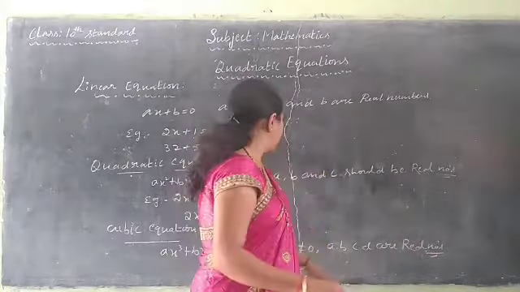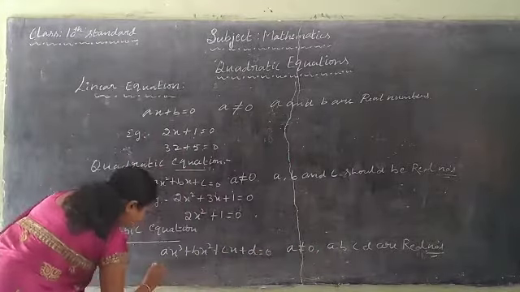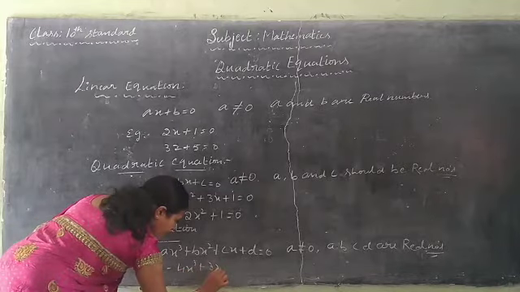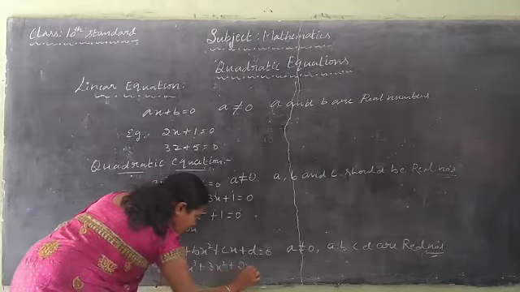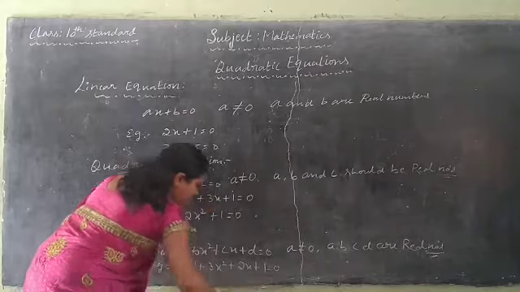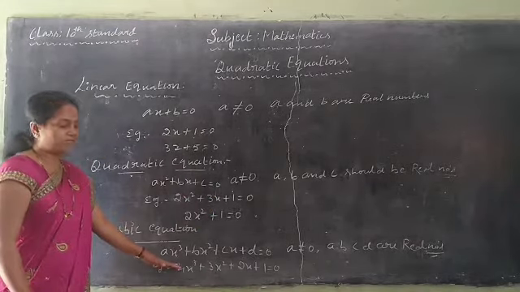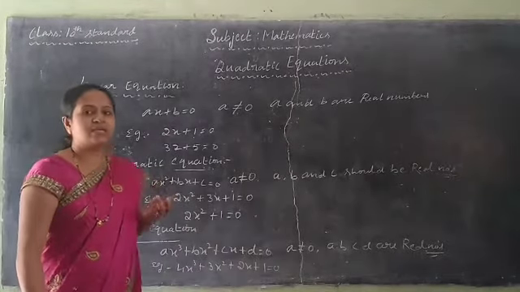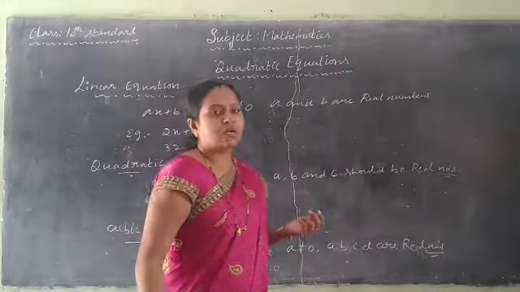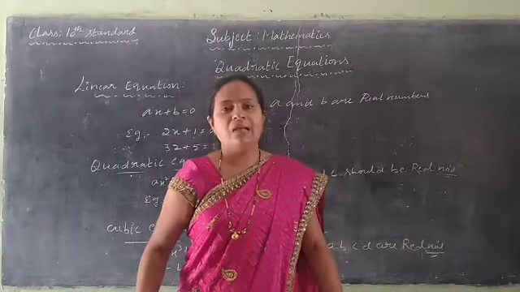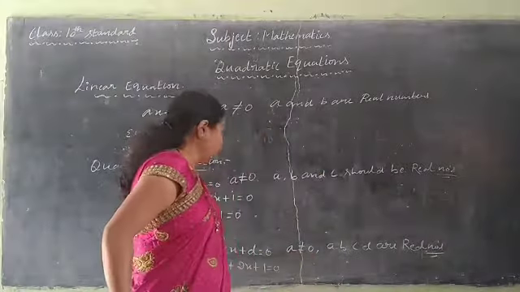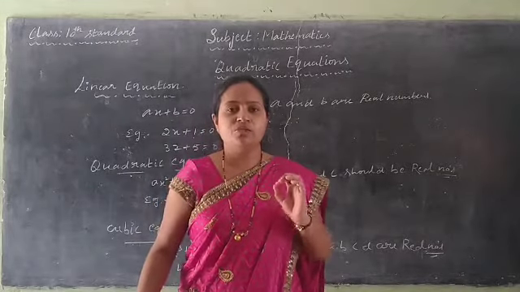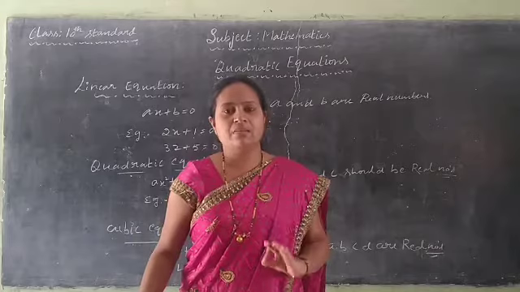Understood? For this we can write an example like 4x cube plus 3x square plus 2x plus 1 is equal to 0. See the highest degree, children, is 3. So the equations in which the highest degree is 3 are called cubic equations. And here there is no necessity that degree 2 or degree 1 should be there. But degree 3 is very compulsory.